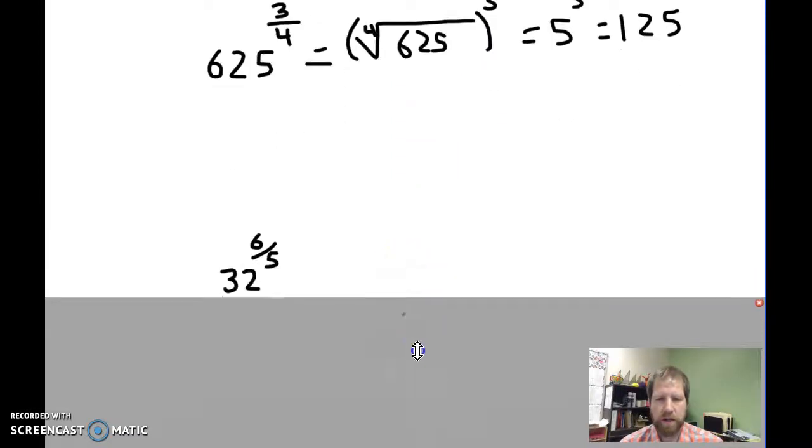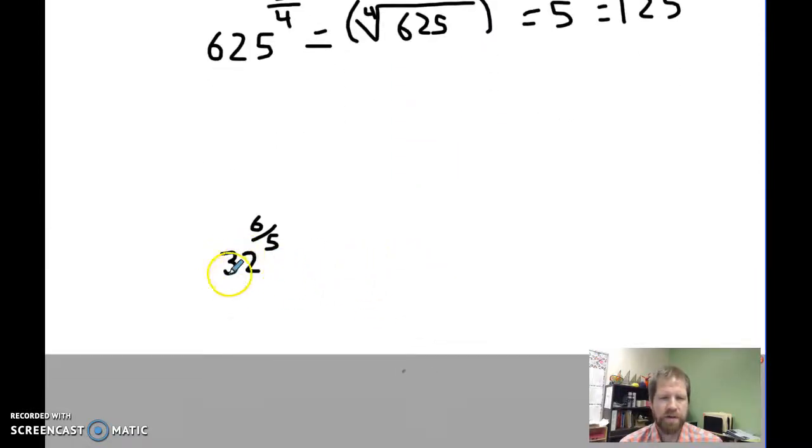Looking at another one, we have 32 to the 6/5. Pretty much whenever you get something like this where it's a pretty small number and you've got that big of a root, a fifth root, it's going to be 2. 2 is going to be your base, or at least a factor or a multiple of 2.